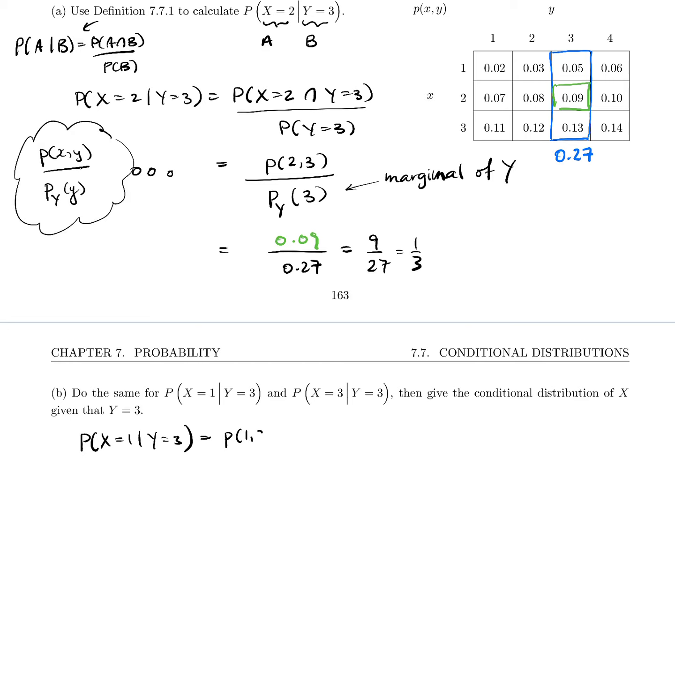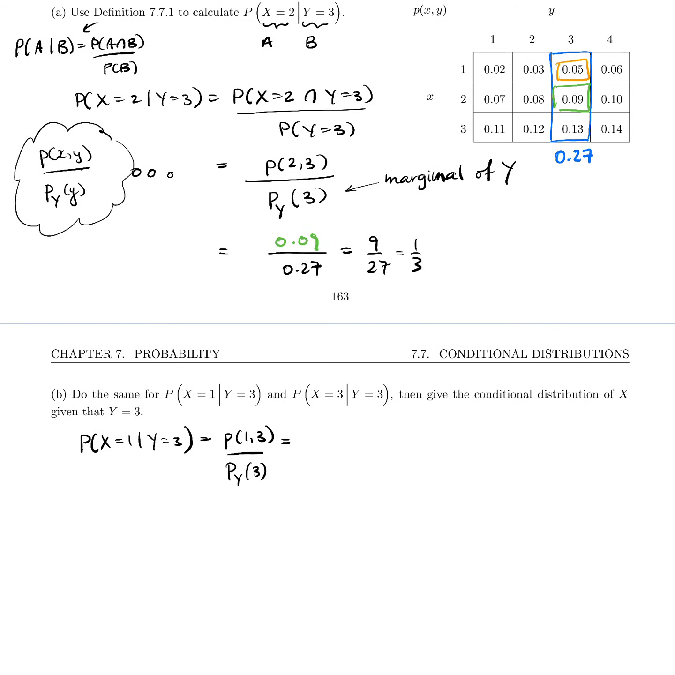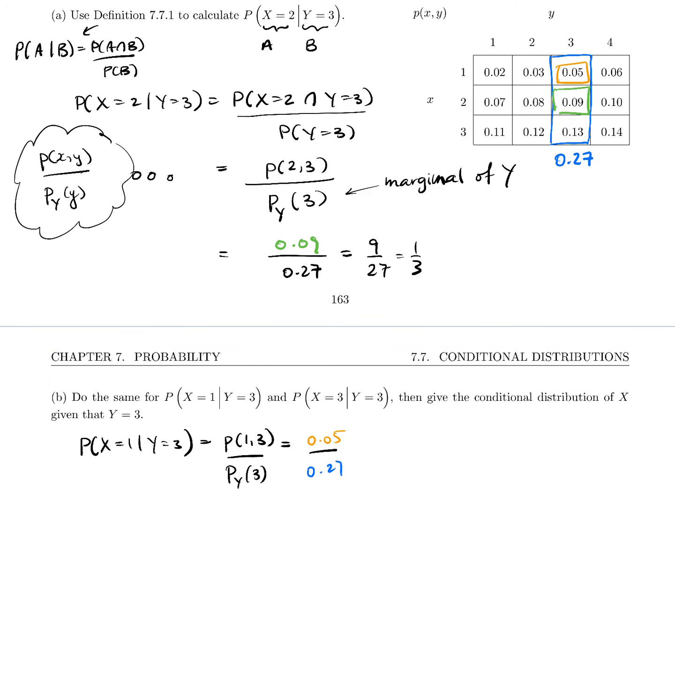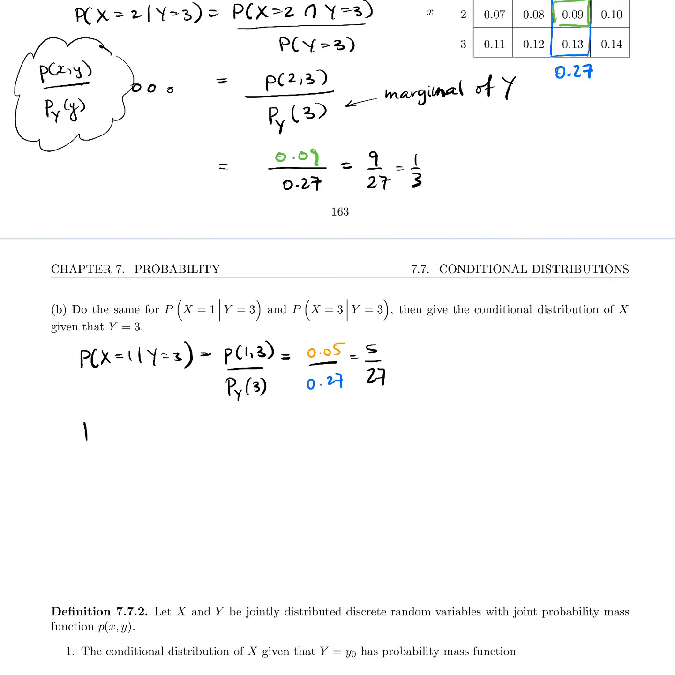So that's p of 1, 3 divided by p sub Y of 3. In the table, X equals 1, Y equals 3 is here. So we get 0.05 over the same 0.27, which as a fraction is 5/27. And lastly, the probability that X equals 3, given that Y is equal to 3.